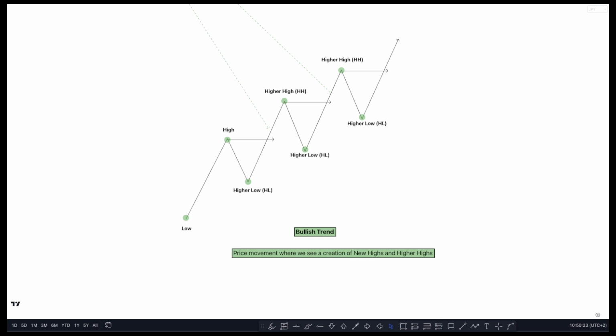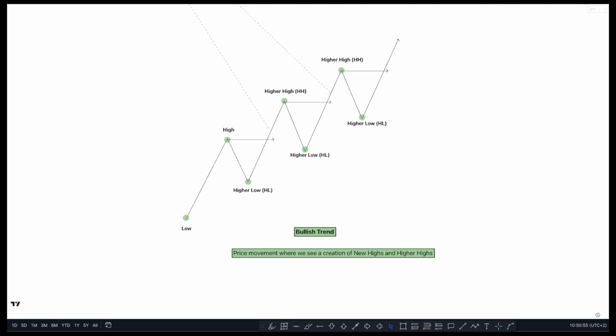Before you even know how to read a trend or how to read the market structure, you need to know what is a trend. There are two types of trends. There is a bullish trend and a bearish trend. I know there's a third one, which is a ranging one, but we're not really going to be focusing on that one because that is one trend that you do not want to be trading. You want to be following something that has momentum either to the upside or the downside.